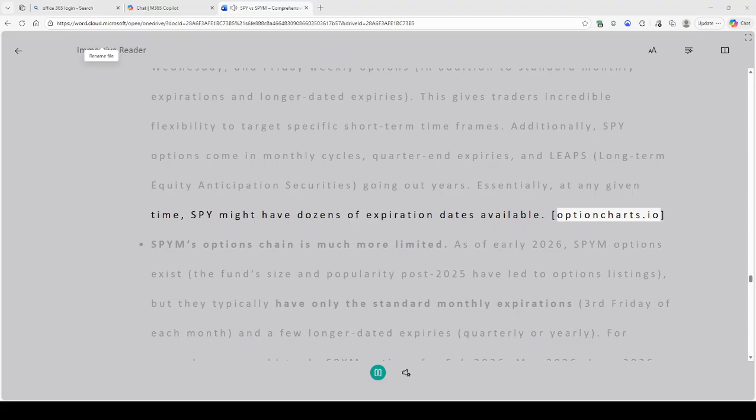SPYM's options chain is much more limited. As of early 2026, SPYM options exist. The fund's size and popularity post-2025 have led to options listings, but they typically have only the standard monthly expirations, third Friday of each month, and a few longer-dated expiries, quarterly or yearly.